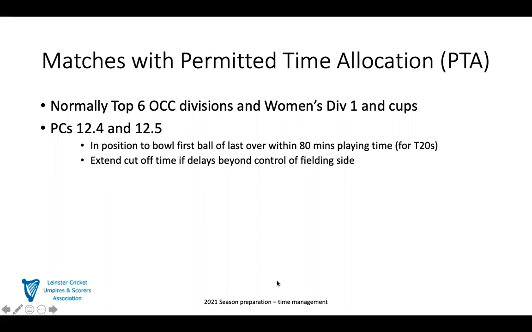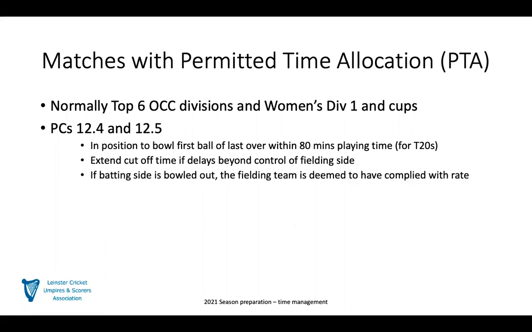Much of what I'm going to talk about in the next 10 minutes or so is when and how we should add that extra time on. If a batting side is bowled out, the fielding team is deemed to have complied with the rates. So that's pretty straightforward. Even if, say, earlier on in the innings, it looks like they're going to be behind and the fielding team have been very slow, as long as they bowl them out before that 80 minutes is up, they're fine. It doesn't matter.